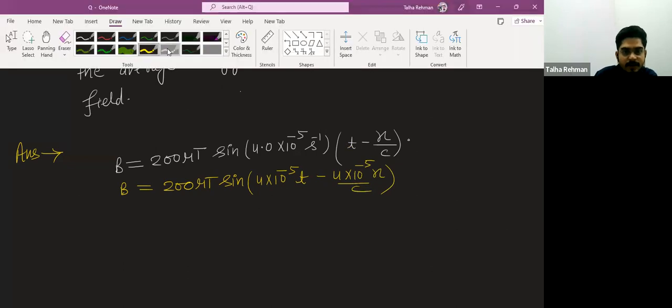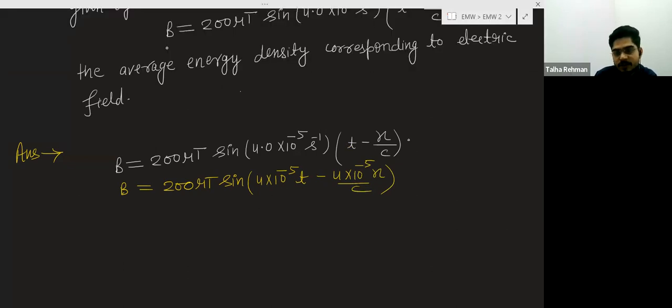Now, can you tell me in which direction this wave is going? See, here is the negative sign, and this is x. So this negative sign means plus x direction. In plus x direction is the direction of the propagation.